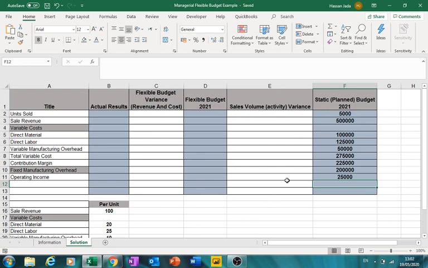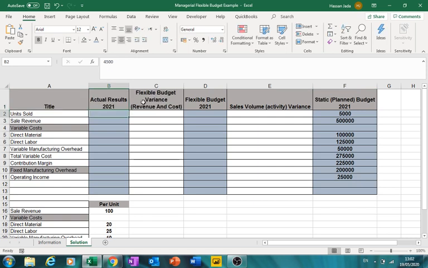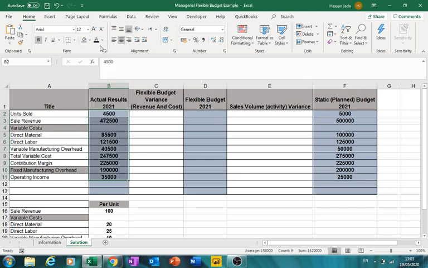Then if we assume that here we prepare the static budget for 2021, where in 2020, the current year, we prepare the static budget for the coming year, which is 2021. If we assume that we are now in 2021 and we have the actual results for 2021, then we assume that we have the following actual results for 2021.